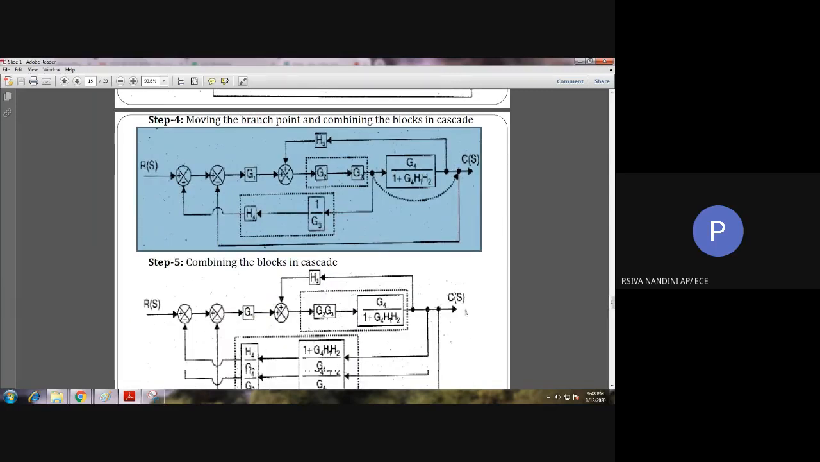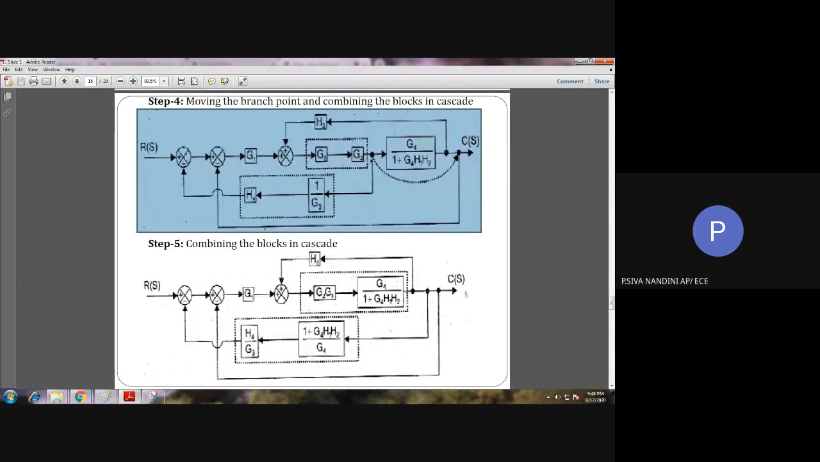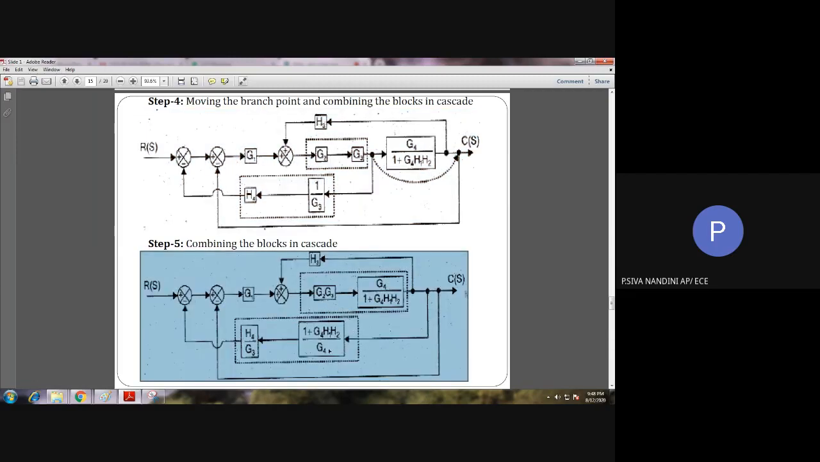After that, what can we do? Again, I am going to move this branch point after the last block. So I have to include that last block in the branch point. That is 1 by that block, the reciprocal of that block, included in the branch point part. See, it is shown in step number 5.